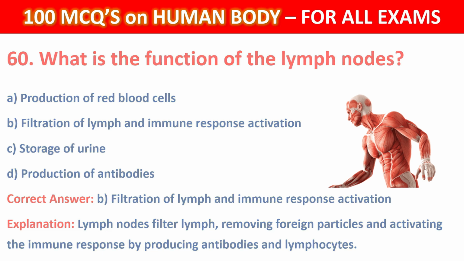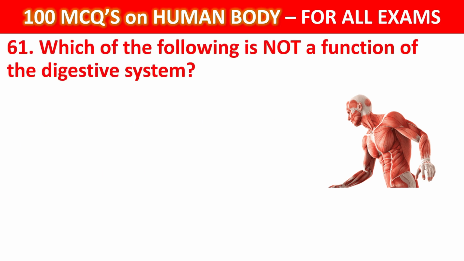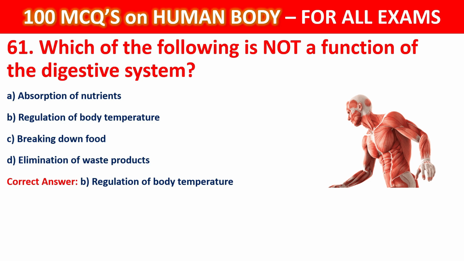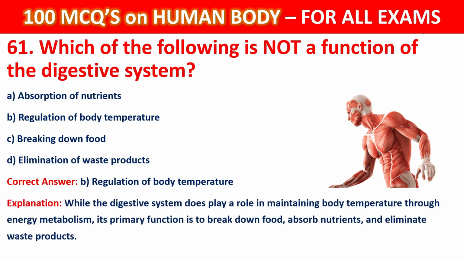Question number 61. Which of the following is not a function of the digestive system? Your options are absorption of nutrients, regulation of body temperature, breaking down food, or elimination of waste products. The correct answer is B, that is regulation of body temperature. While the digestive system does play a role in maintaining body temperature through energy metabolism, its primary function is to break down food, absorb nutrients, and eliminate waste products. Question number 62.